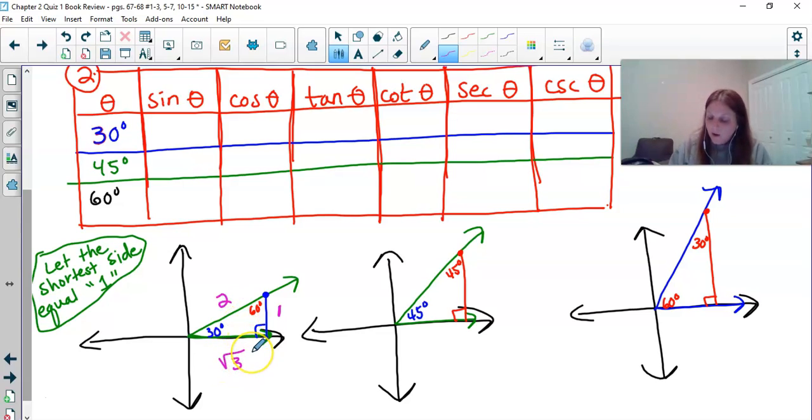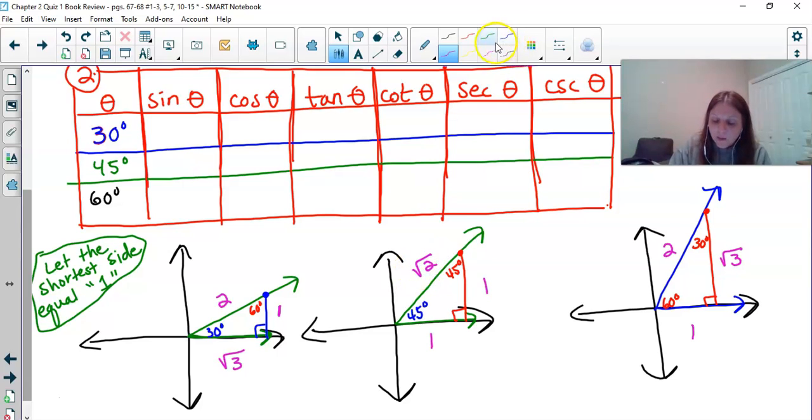Okay, let's do the same thing with this 30, 60, 90. The side opposite the smallest angle, that would be this 30-degree angle, is going to be 1. The hypotenuse is always double, and that third side then will be square root of 3. And that's just from the Pythagorean theorem. In a 45, 45, 90 triangle, the two sides are both the same, and they're both going to be the shorter sides. So those sides are both going to be 1, and the hypotenuse is going to be square root of 2.